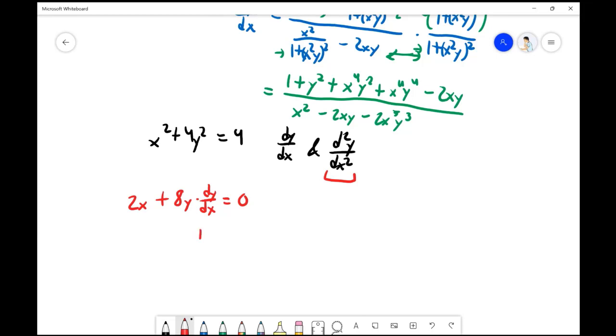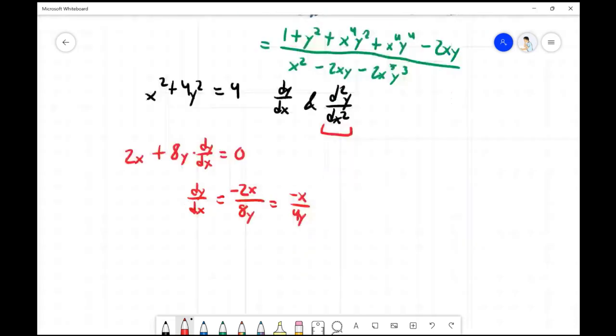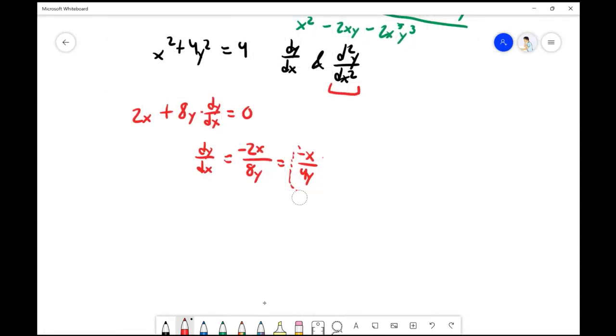Then isolate the dy dx. We're going to move the 2x over, so negative 2x, and then divide by the 8y. So this is negative x over 4y. It's always helpful to circle it, not to indicate that it's the final answer, but because it's something that will be used for the next part of the problem. And then you move on to the next part.